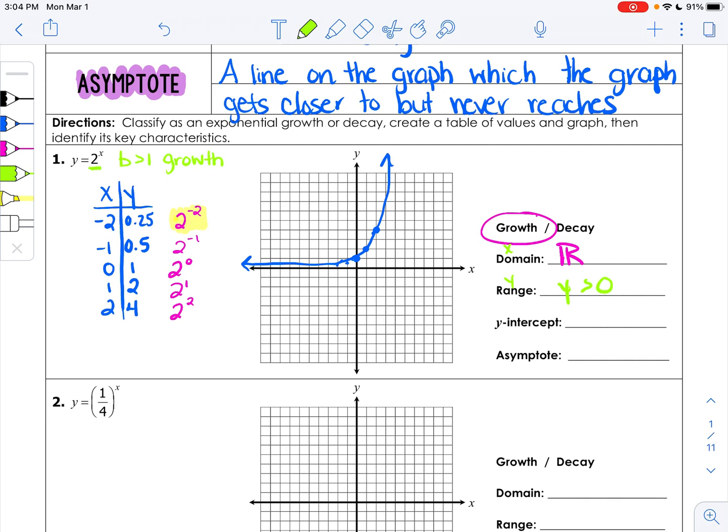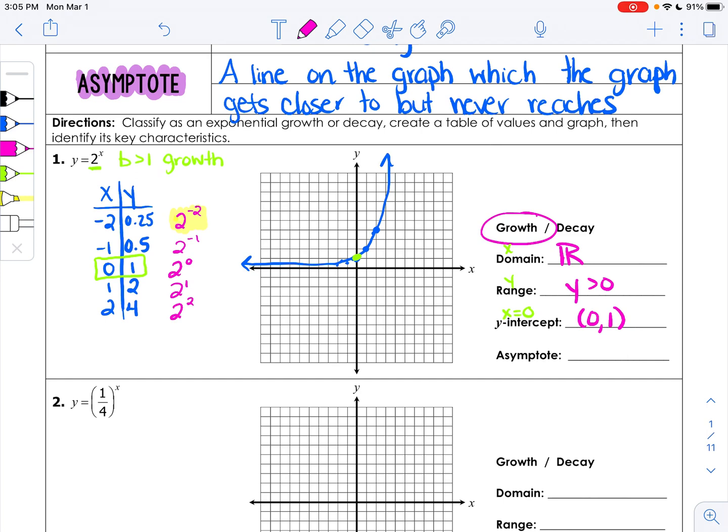The next thing we want to identify is our y-intercept. Remember that your y-intercept is when x equals 0. So there's a couple ways you can find your y-intercept. You can look at the graph and find that point where it crosses your y-axis. You can also look at your table and find that point where x is 0. So my y-intercept is the point 0, 1. That's where my exponential function crosses the y-axis.